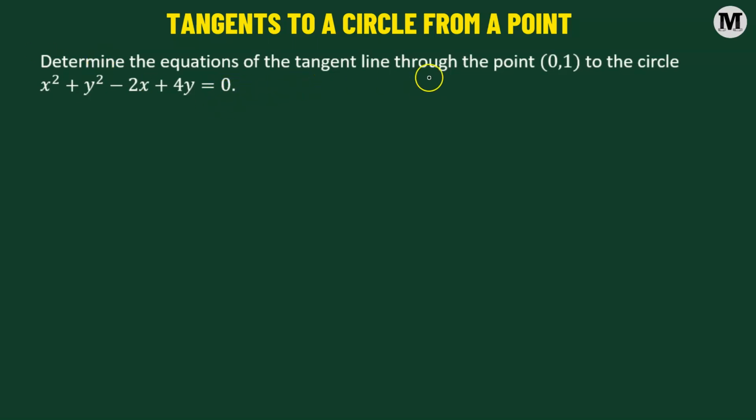Determine the equations of the tangent line through the point (0, 1) to the circle x squared plus y squared minus 2x plus 4y equals 0. Let us begin. So here we'll start with the equation of the line.